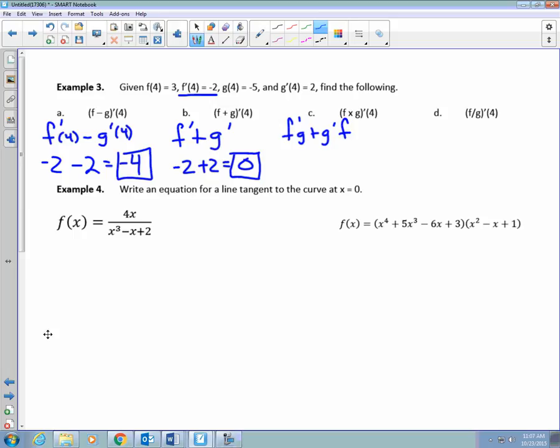You need to memorize the product rule and quotient rule. What is f prime? Negative 2. What's g of 4? Negative 5. Plus, what's g prime? And what's f of 4? So I got positive 10 plus 6 is 16. So the derivative of the two functions multiplied together is 16. How's that?